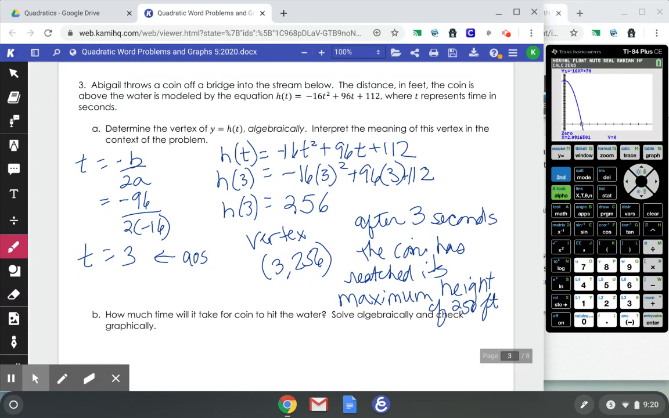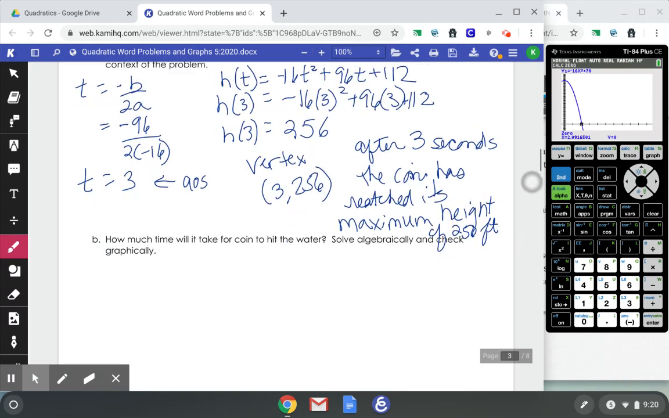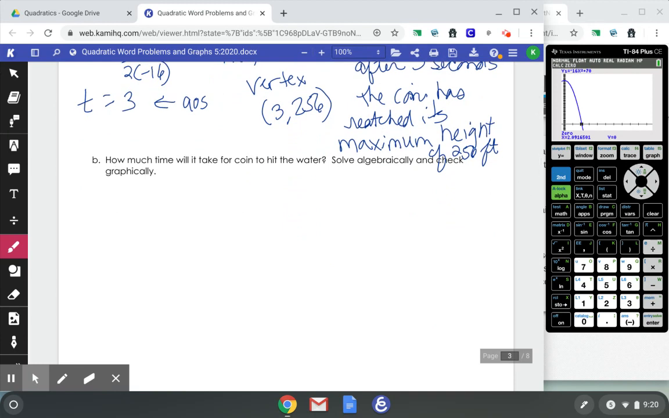Solve algebraically and check graphically. All right, so if it's going to hit the water, that means it's going to hit 0 feet. It's going to be 0 feet in the air. So you're going to think, what are the zeros? Now this says to solve algebraically. So we have h of t equals negative 16t squared plus 96t plus 112. Okay, so I am going to solve this equation for when h of t equals 0.